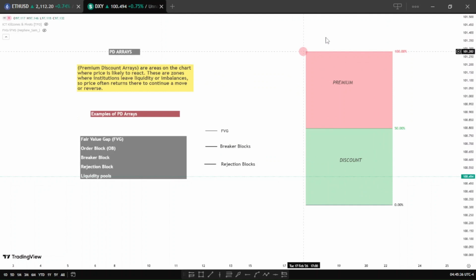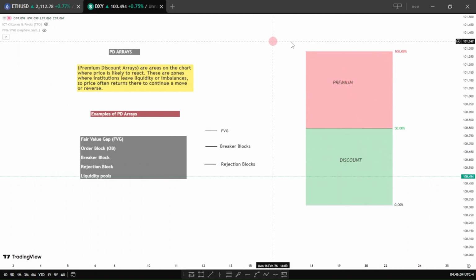Now, this is a diagram that I made to show you a premium and a discount zone. How does it look? I use the Fibonacci retracement to mark this out, if you're wondering. This is the 0%, this is the 100%, and this is the middle point, 50%. Above 50% is the premium and below 50% is the discount.